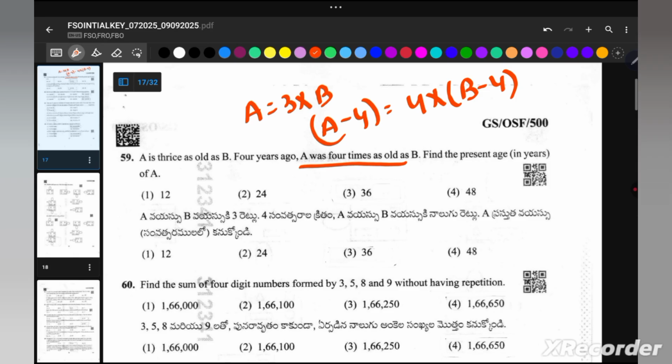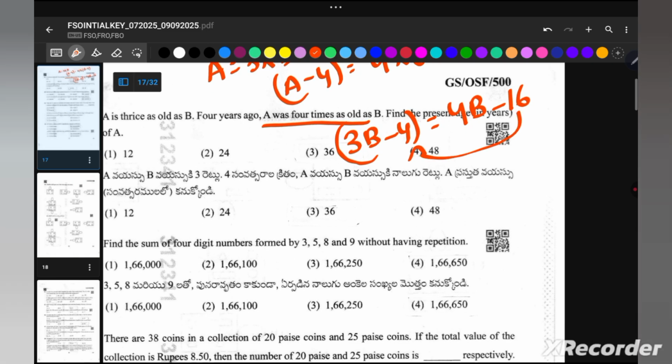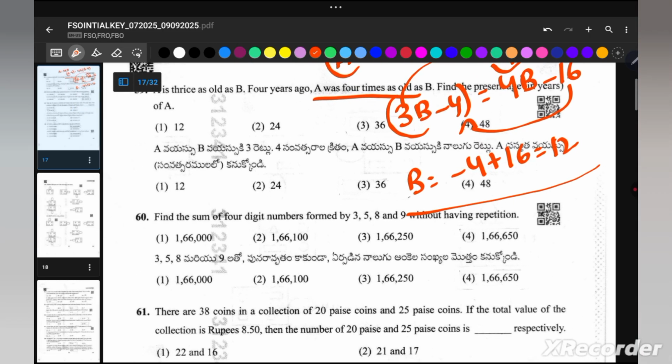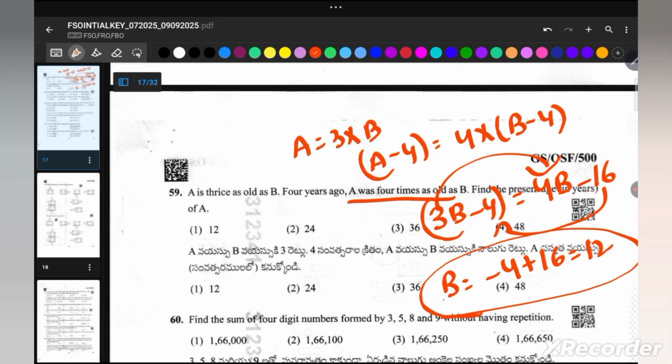So 3B minus 4 equals 4B minus 16. So you can take the 16 to this side, just transpose the numbers, and 3B to this side, same things on the same side. So B equals minus 4 plus 16, which is equal to 12. So we got the B value 12. If B is 12, then what will the A value be? 36, because 12 times 3 is 36.